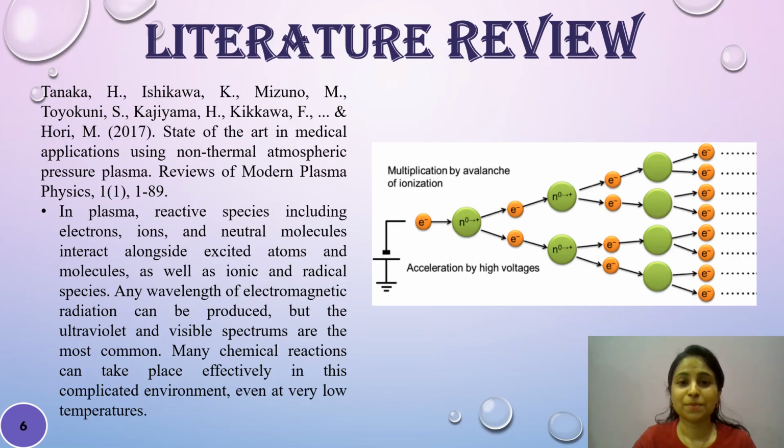The next part of my presentation will be on the literature review about plasma technology in medical science. According to Tanaka et al., in plasma, reactive species including electrons, ions, and neutral molecules interact alongside excited atoms and molecules as well as ionic and radical species. Any wavelength of electromagnetic radiation can be produced, but the ultraviolet and visible spectrums are the most common. Many chemical reactions can take place effectively in this complicated environment even at very low temperatures.